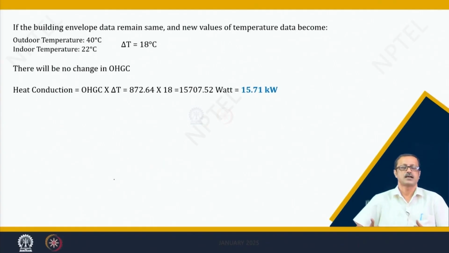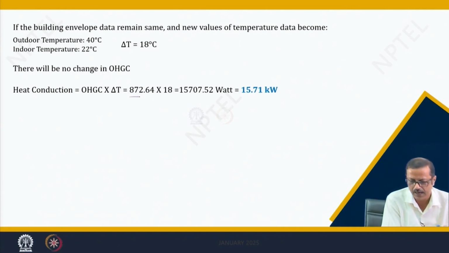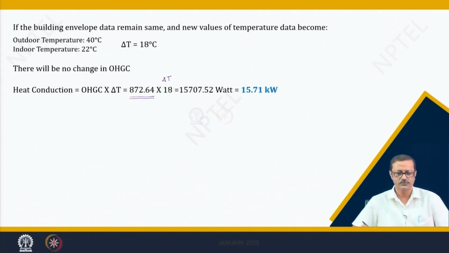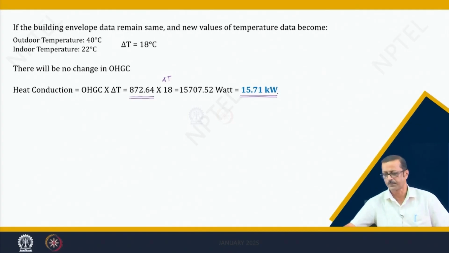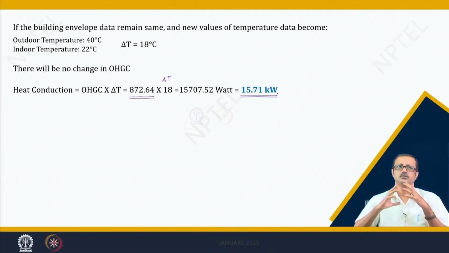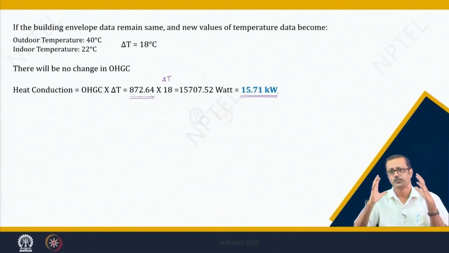Now suppose the temperature has changed. Instead of 38 degrees, it is 40 degrees outdoor temperature, and indoor temperature I kept as 22 degrees. So, the temperature difference is 18 degrees. What I will do is just multiply the OHGC, which is 872.64, with the delta T, which is now a little higher, 14 degrees to 18 degrees. So, your total admitted heat load is more, 15.71 kilowatt.